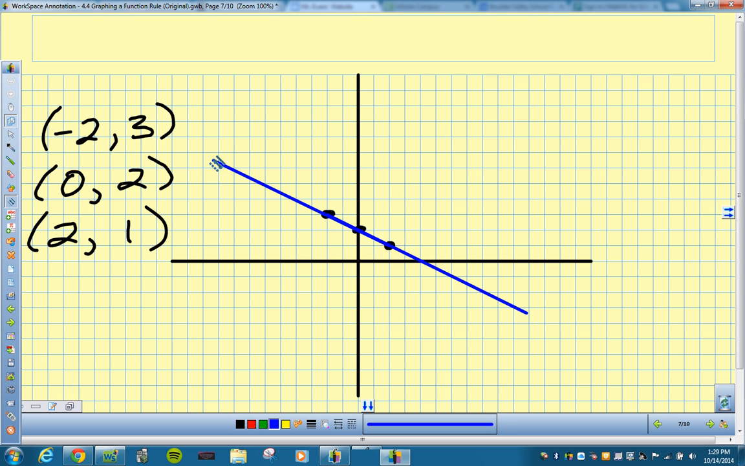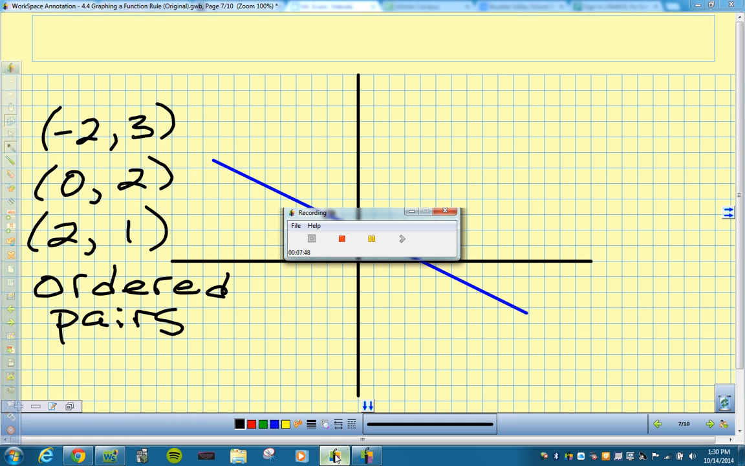Okay, bam, done. So graphing a function rule, we make the XY table, figure out some values to graph, some ordered pairs, right? That's what these are called, ordered pairs. And then we graph. Who wants graph paper for the next one? Because we're going to graph 3 or 4 of them. Let me just pause this real quick. We're going to graph it.